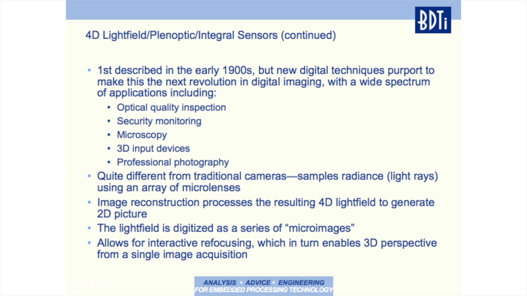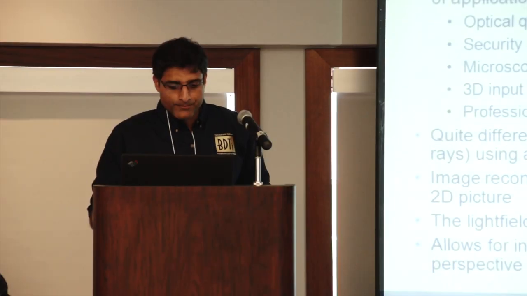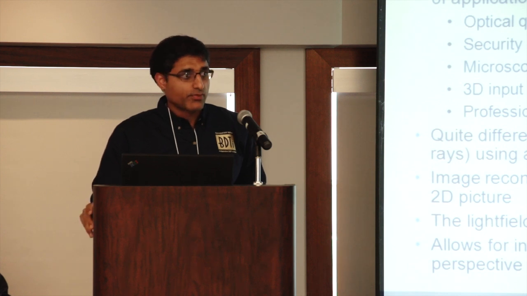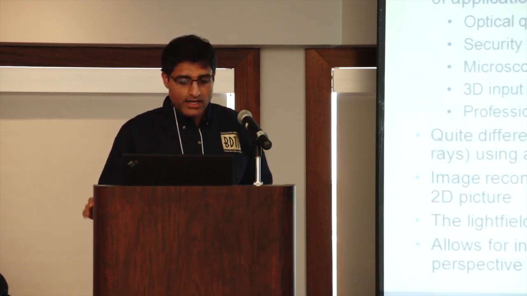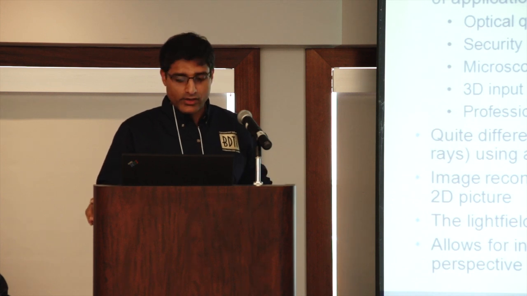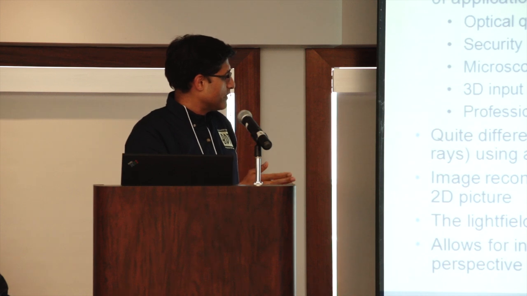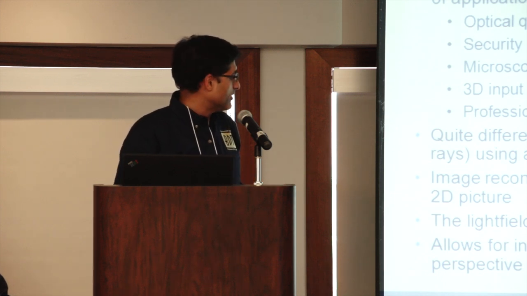So the optical train is actually quite different from traditional cameras. Like I was telling Colin, you're actually sampling the radiance, the light rays, using an array of micro lenses, and I'll describe that in the next slide, as opposed to a traditional camera where I'm just sensing the luminance at each location. So the image reconstruction process goes through the resulting 4D light field and generates a 2D picture out of that. Now the light field itself is digitized as a series of micro images, and this gives you the ability to do this interactive refocusing, which in turn gives us some 3D abilities.